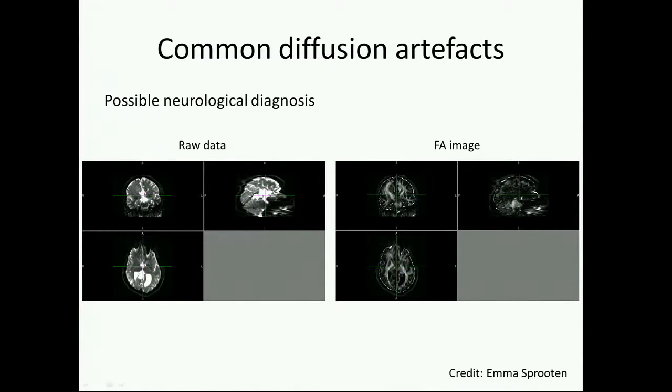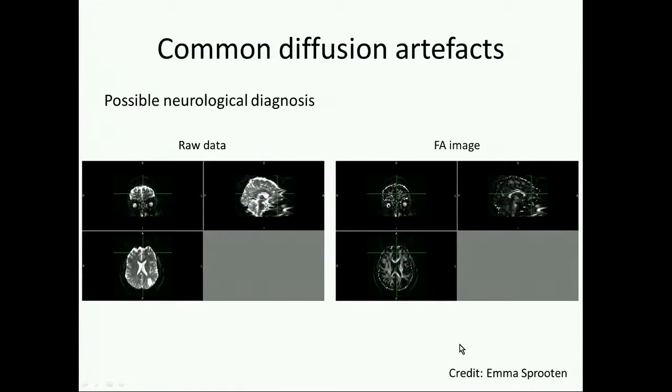So this is another scan that Emma gave me. Here you can see already there's enlargement in the ventricles here. There's a lot of hypersignal right here. And that's translating through into the FA image, which we have some really odd FA values going on here. So you can see that both in the raw data and in the processed data. So you should probably check both stages.